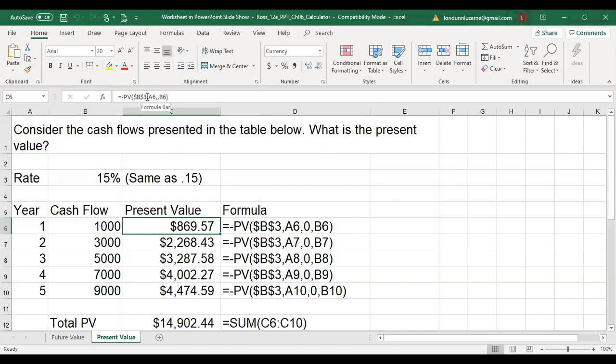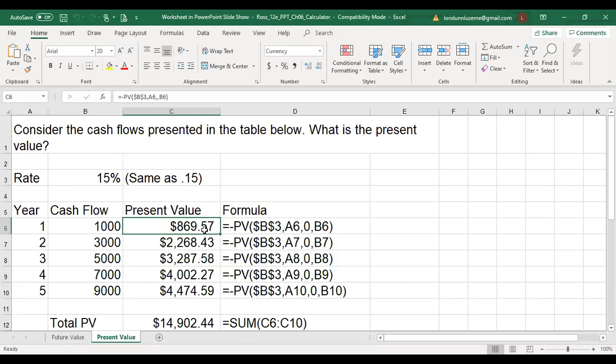B3 is your interest rate cell. A6 is what it's expected to be put next, which is your future value. Then we leave the next one blank for payment. That's zero, or there it is right there, zero, comma, B6, which is your future amount. So it's just the way the formula is set up in Excel. They first want to know the interest rate. They want to know the periods. They want to know a payment, a PMT, which is zero. And then they want to know the future value. And that's just the order we put them in to calculate present value in Excel.